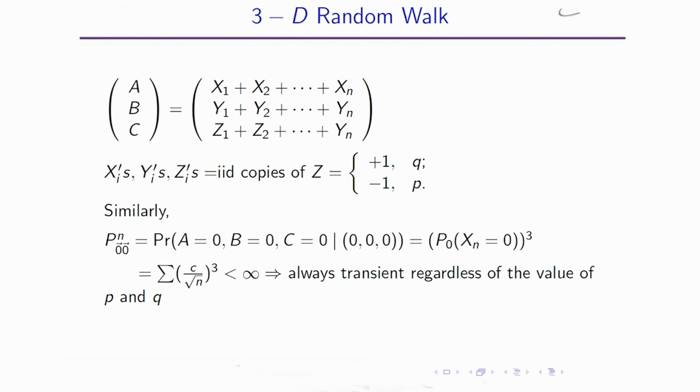Further, for the 3D random walk, now we have 3 directions, A, B, C. Okay, so if we want to return to 0, from 0 to 0, all of A, B, C must be 0. So that means the probability would be the summation of C over square root of n to the power of 3. And that must be less than infinity. So that means regardless of the values of p and q, this process is always transient.